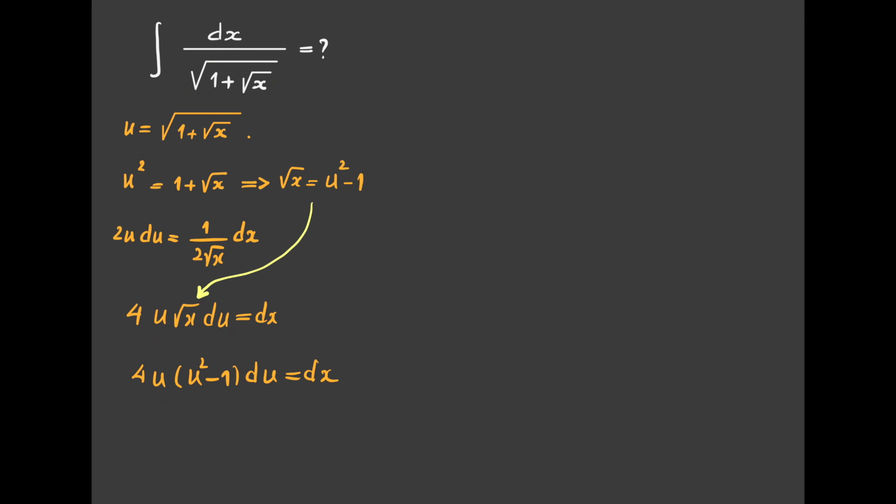So then the integral that I am looking for: now instead of this dx, I put this expression in. This is 4u times u squared minus 1 du, and then in the denominator, I have u. But the problem is even simpler now because this u and that u cancel, and I can pull 4 out because that's a multiplicative constant. So I have 4 times the integral of u squared minus 1 du. And this is extremely simple to calculate.